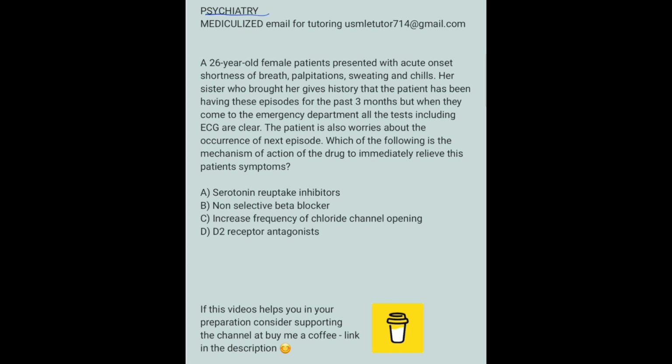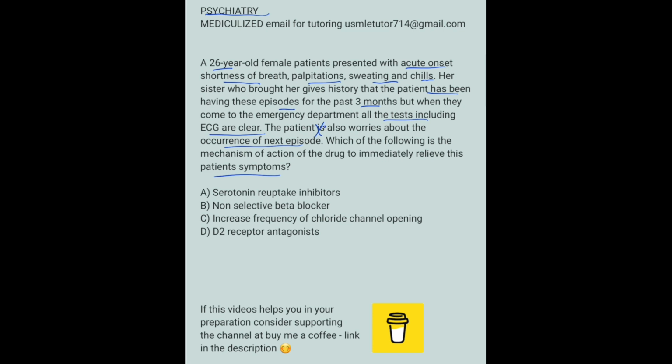A 26-year-old female patient presented with acute onset shortness of breath, palpitations, sweating, and chills. Her sister, who brought her, gives a history that the patient has been having these episodes for the past 3 months, but when they come to the emergency department, all the tests including ECG are clear. The patient also worries about the occurrence of the next episode. Which of the following is the mechanism of action of the drug to immediately relieve this patient's symptoms?